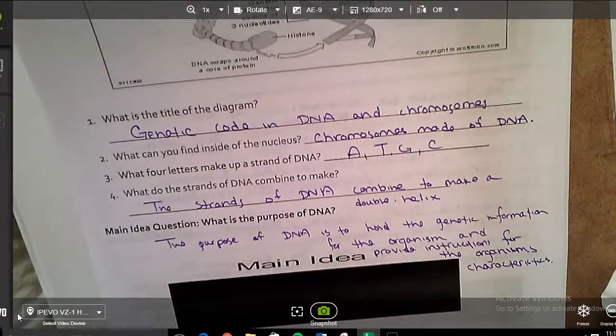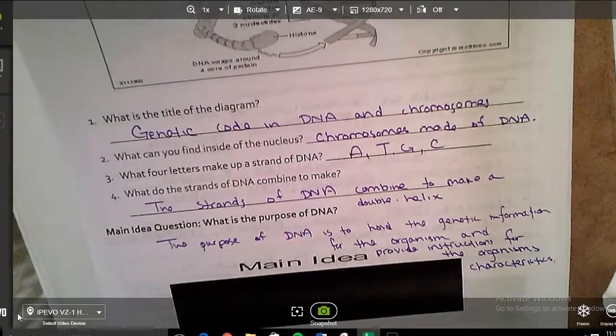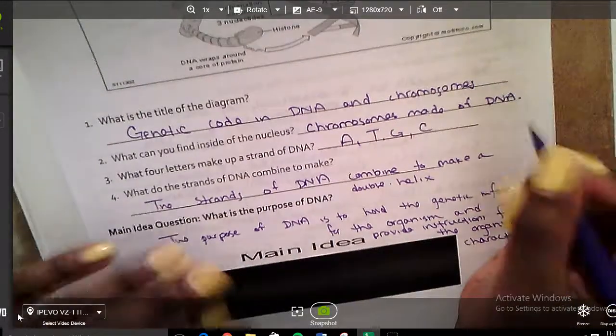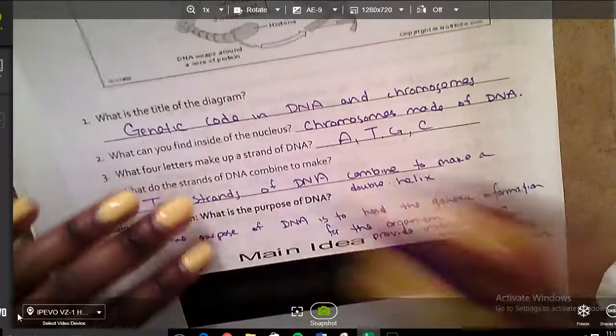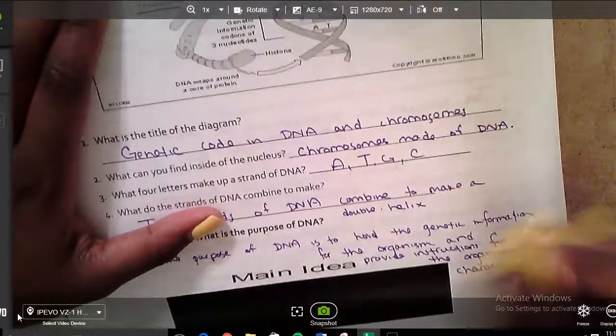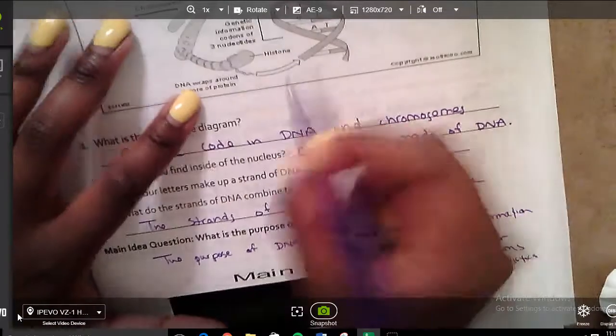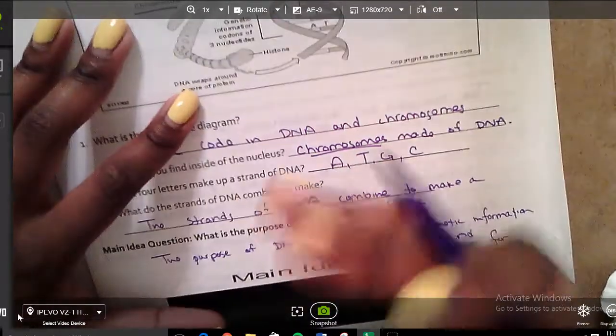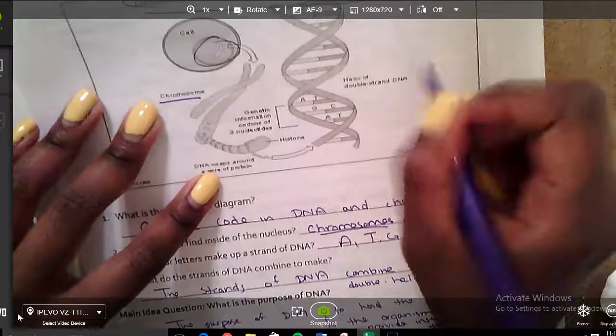All righty, going over evidence dive one. It says, what is the title of the diagram? That was simple. You just had to copy it down here. Excusez-moi. What can you find inside of the nucleus? Inside of the nucleus, we can find chromosomes. You can place that as your answer, or you can say what's inside of the chromosomes or what makes up the chromosomes, which is the DNA.